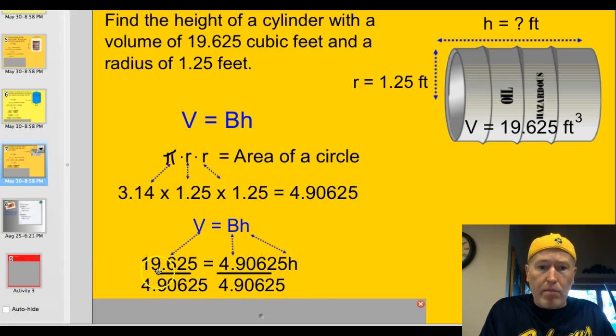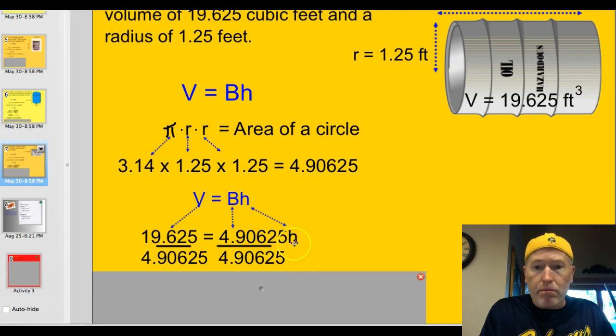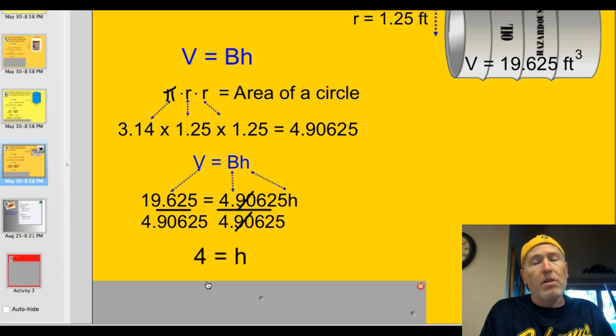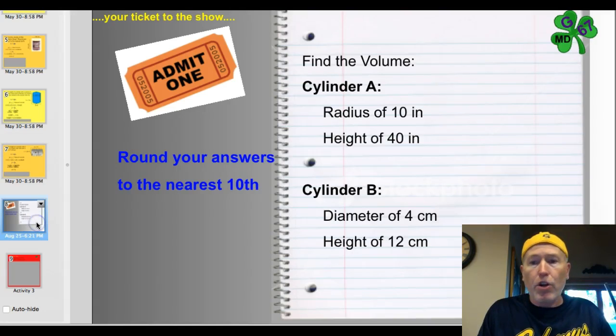Pop that into the formula. So we've got the volume, 19.625 equals 4.90625 h. Multiplication, so we're going to divide. These guys will cross off. Now we've got 19.625 divided by 4.90625. That simplifies to 4. 4 equals our height. There we go. Just that simple.